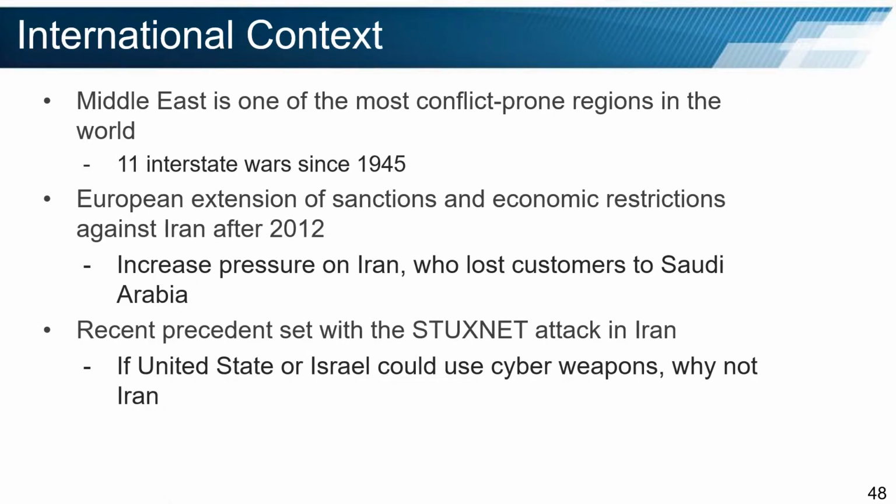International context. The Middle East is one of the most conflict-prone regions in the world, with 11 interstate wars since 1945. Compounding this is the effort by Western nations to curtail Iran's nuclear ambitions. A European extension of sanctions and economic restrictions against Iran after 2012 increased pressure on Iran, who lost customers to Saudi Aramco as a result.